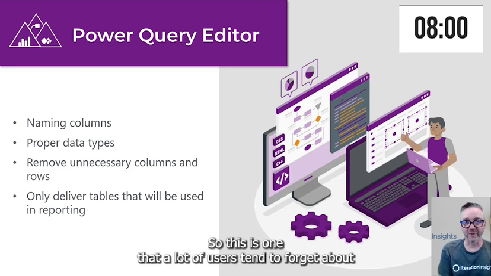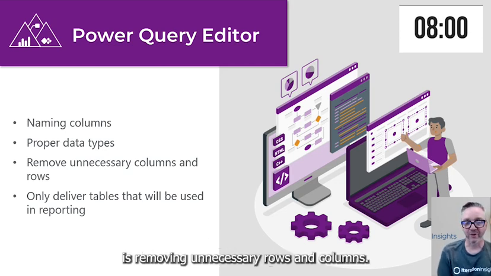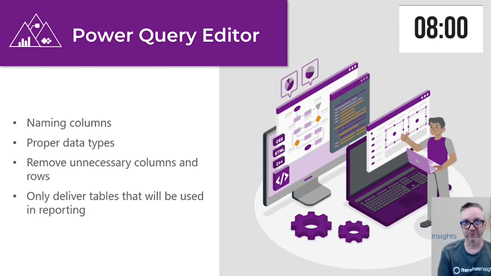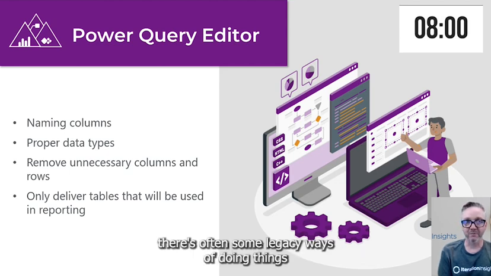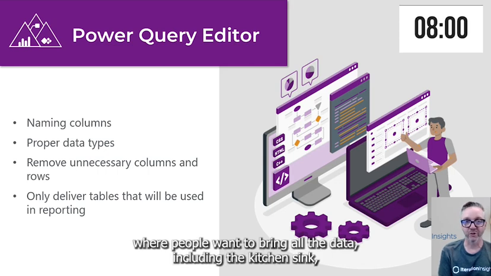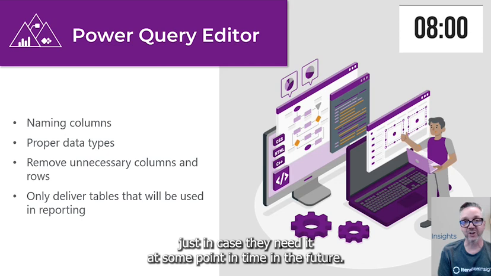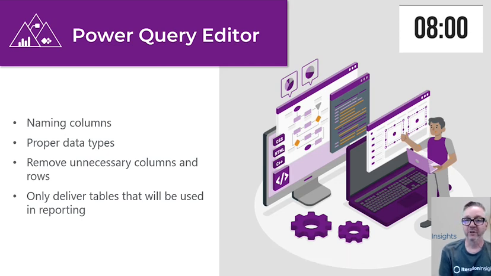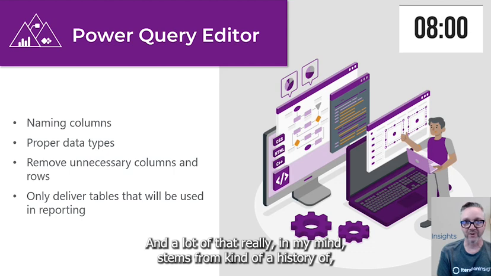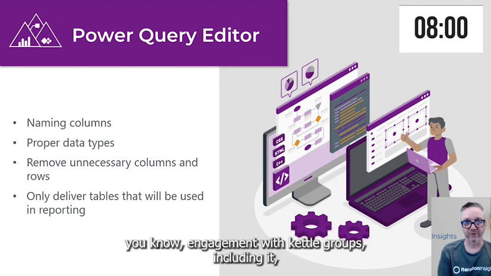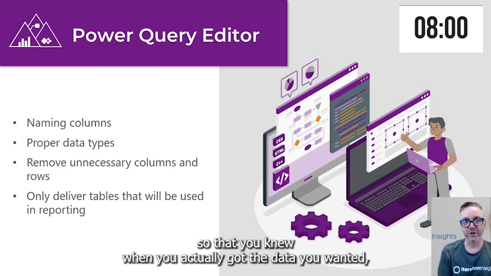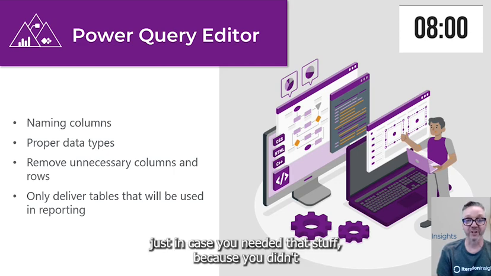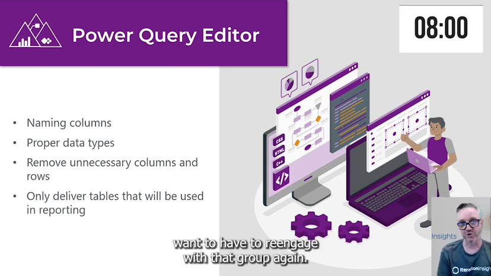All right, so this is one that a lot of users tend to forget about, removing unnecessary rows and columns. When we're doing our training classes around Power BI, I always like to say there are often some legacy ways of doing things where people want to bring all the data, including the kitchen sink, just in case they need it at some point in the future. A lot of that, in my mind, stems from a history of engagement with technical groups, including IT, where it would take a long time to get the data you wanted, so when you actually got it, you would ask for everything just in case, because you didn't want to have to re-engage with that group again.